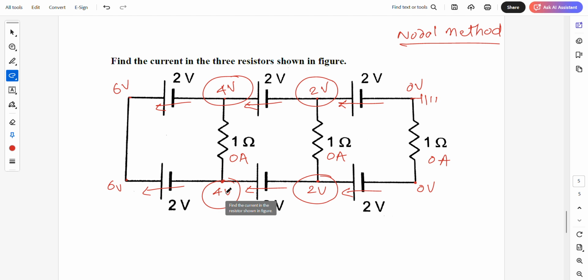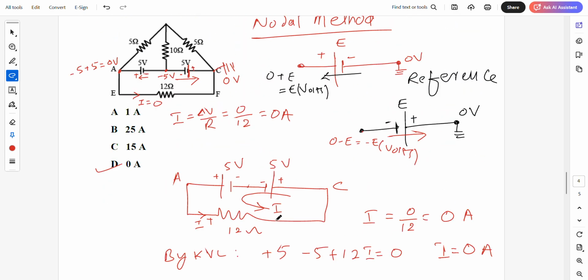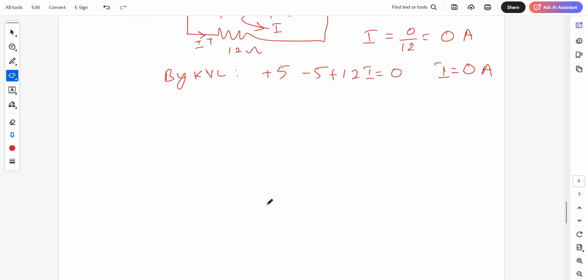Hope you understood. Millman's theorem is used for what? Multiple loops and multiple batteries, by using Kirchhoff's current law and Kirchhoff's voltage law. Understood? And these two are nodal method problems that I have solved for you.